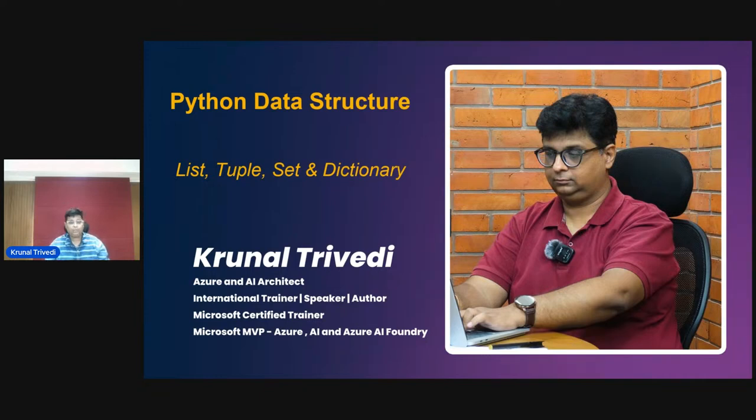So we are going to discuss Python data structures. In Python, we have four major data structures: list, tuple, set, and dictionary. So I'm going to create four videos, one for list, one for tuple, one for set, and one for dictionary. Make sure you go through all of them. Let's start with list in this video.